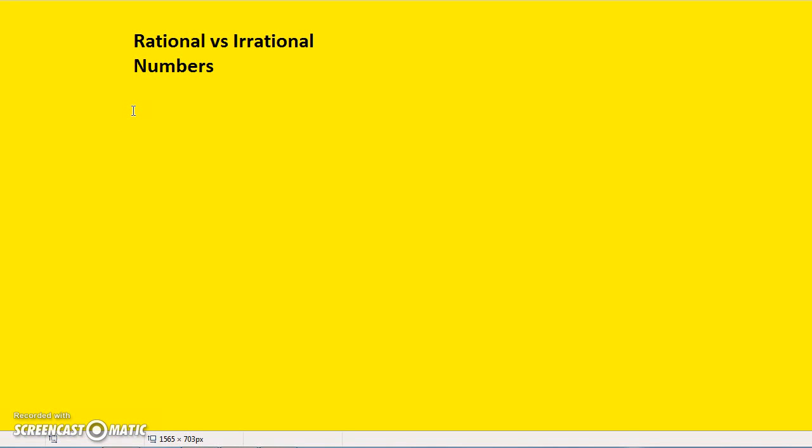So I just want to talk about rational numbers versus irrational numbers. Now, rational numbers are basically any number that can be written as a fraction. So, here's an example of one. 2/4. That could be written as a fraction, right? Expressed as 1/2, whatever, it doesn't matter. That is a rational number.